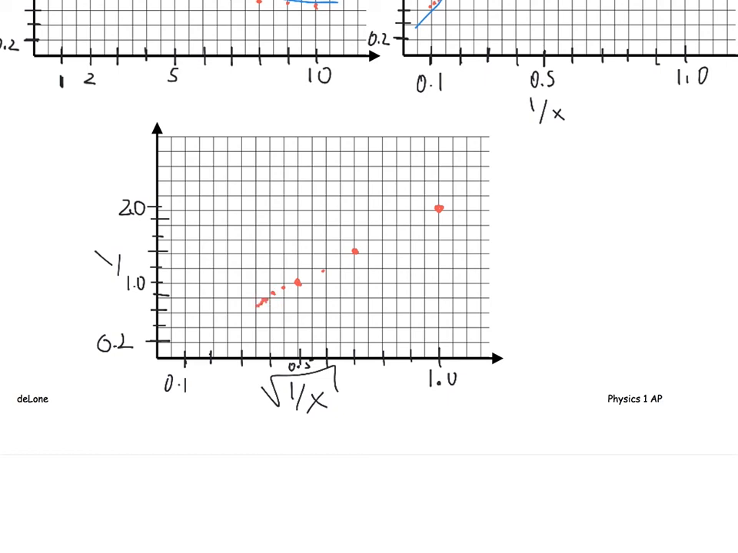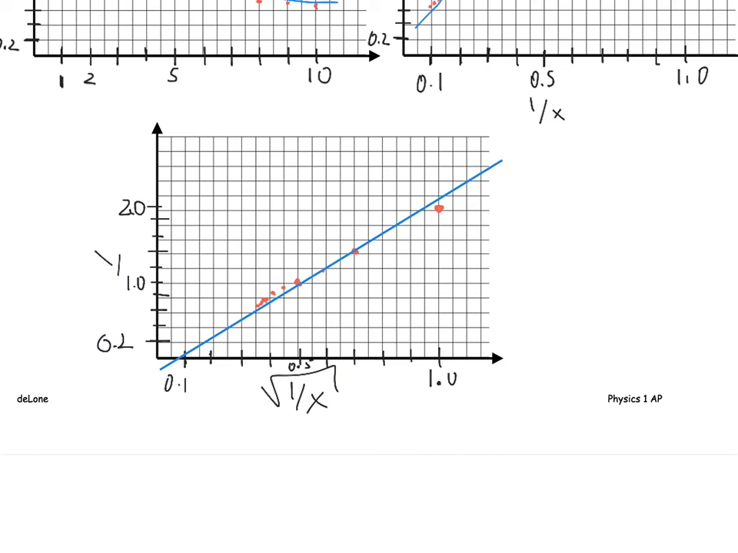But we can still draw our best fit line from this. So our best fit line is going to be something like this. All right, that looks pretty good there. Maybe we shift it just the slightest bit. All right, but there's a pretty good best fit line.